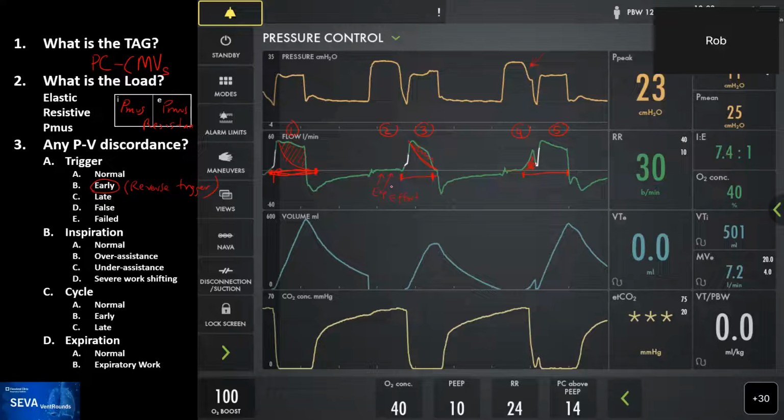So PMUS in the expiratory direction is negative. You again. So I'm sorry. Rob, you're getting cut.